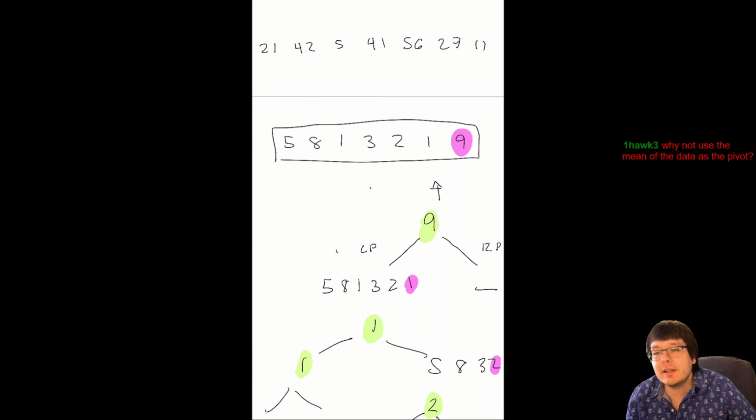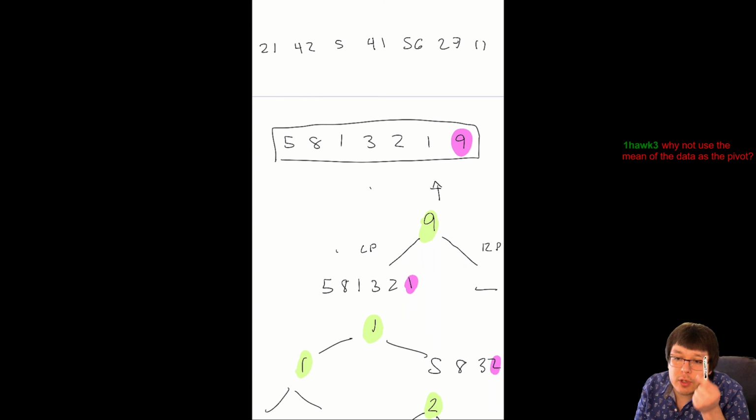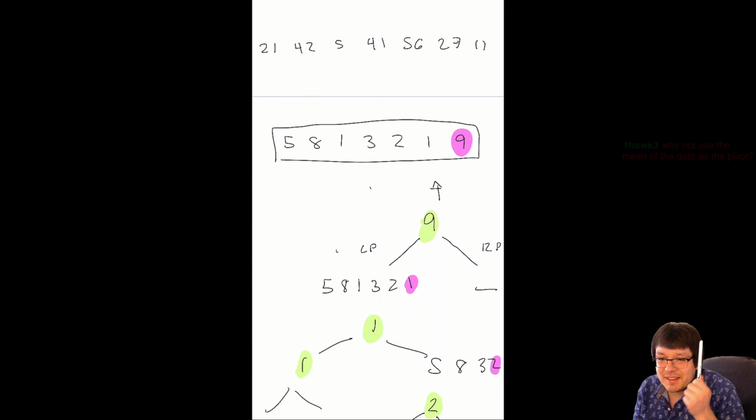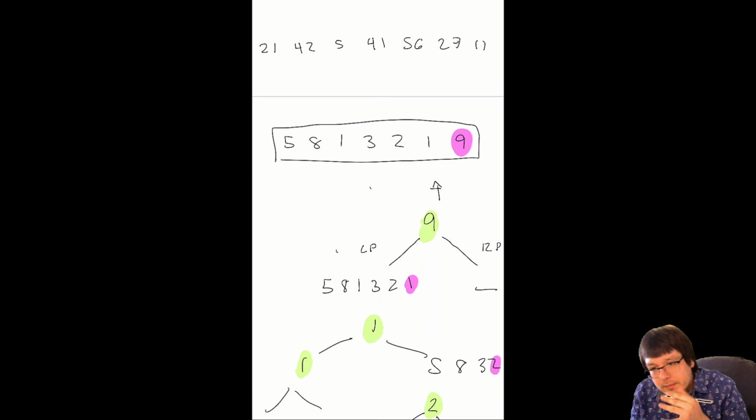Why not use the mean of the data as a pivot? That's very good critical thinking. I like that, and I wish that you were right on that as much as you're passionate about it. But the fact of the matter is that it will not work, because here's the thing. Quicksort, in the best case scenario, is going to take n log n time, okay? In the worst case scenario, it takes n squared time.